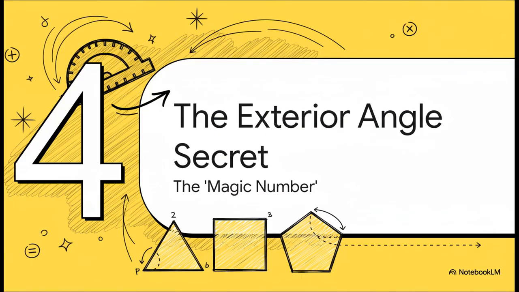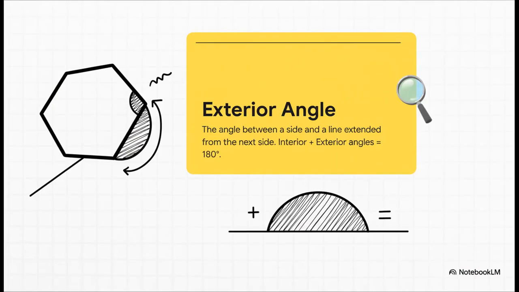All right, so we've got the inside angles locked down, but what about the angles on the outside? Well, this is where things get even simpler, and honestly, a little bit weird. There's this one magic number that always works. First off, what even is an exterior angle? Well, imagine you extend one of the polygon sides, just drawing a straight line out from it. The angle that forms between that extended line and the next side of the shape, that's your exterior angle. And the cool part is, the interior angle and the exterior angle at any corner always form a perfect straight line, so they always add up to 180 degrees.